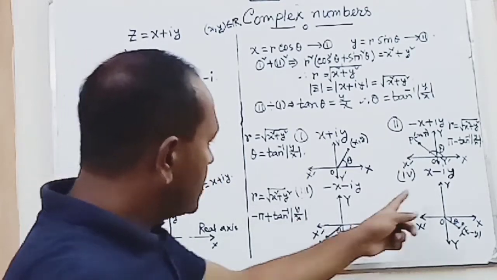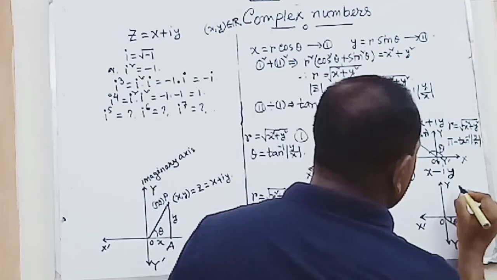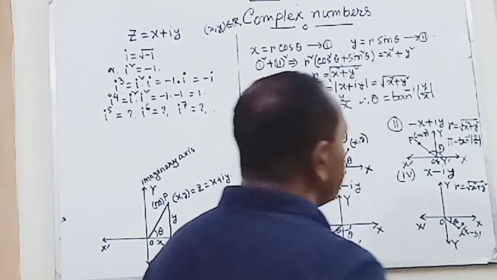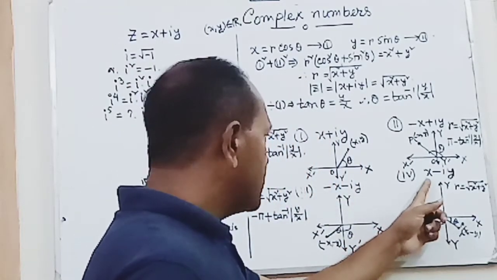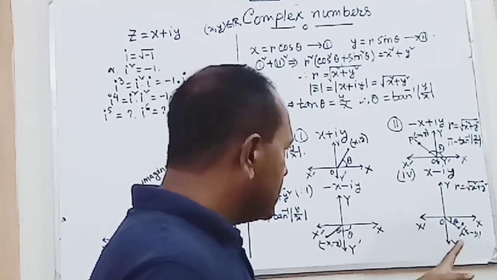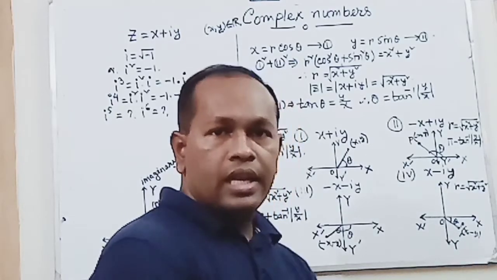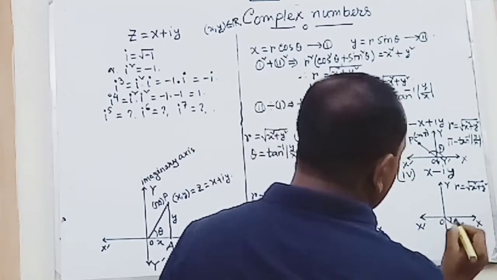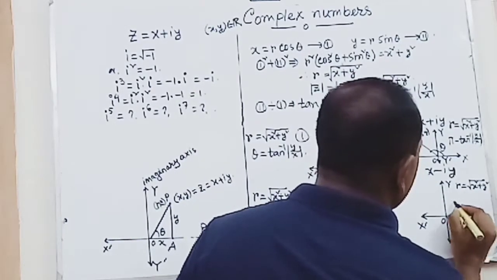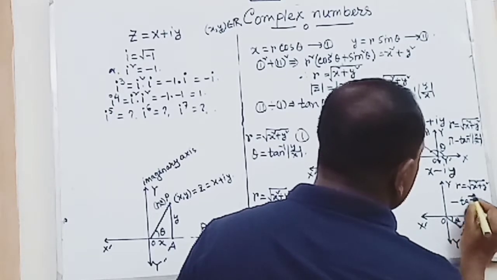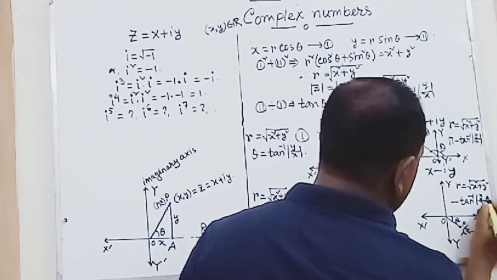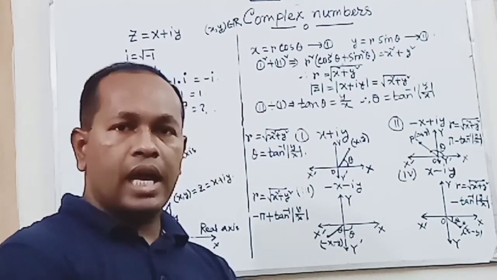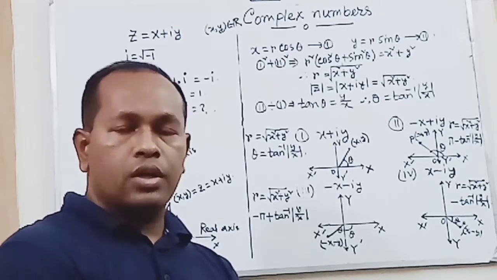Now for the last one, the modulus r is equal to root of x square plus y square, because the ordered pair is x comma minus y, and the ordered pair x comma minus y lies on the fourth quadrant. So the argument of this complex number is minus tan inverse modulus y divided by x. And this is how you can find the modulus and argument of different types of complex numbers.